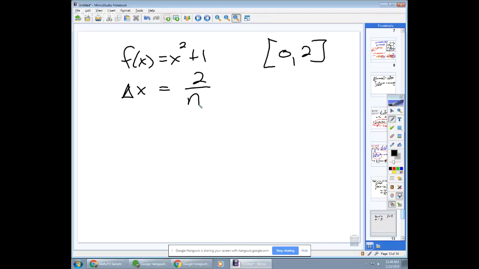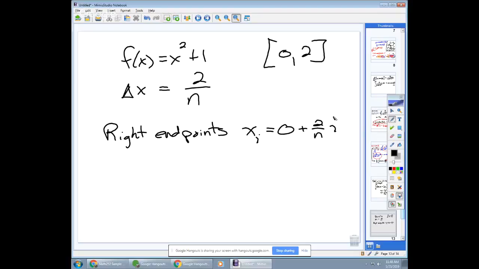I'm going to recommend using right-hand endpoints. So if I go for right endpoints, my x of i is going to be starting at 0, add on delta x i times. So delta x cleans up kind of nice. It's just 2 over n, 2 times i.